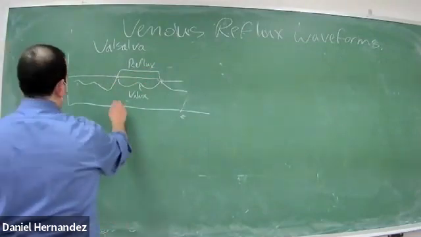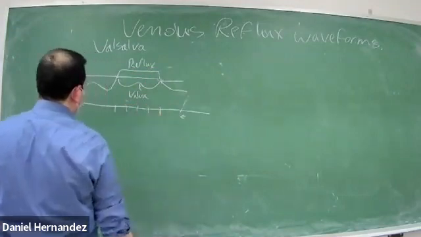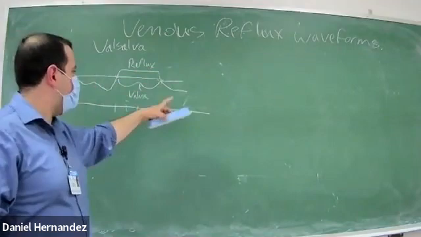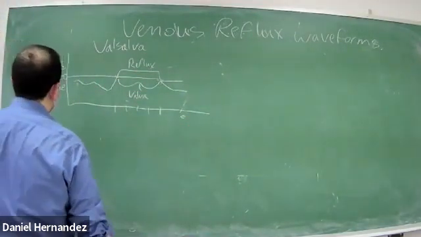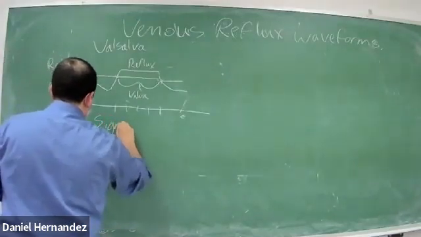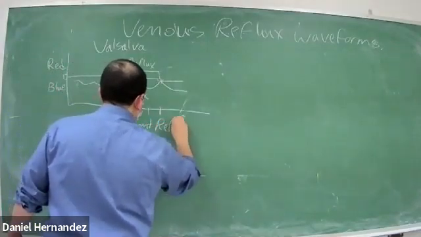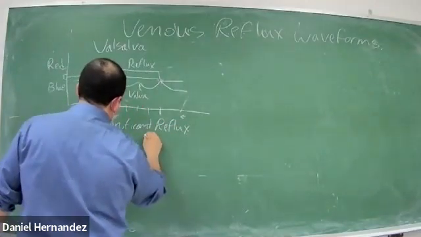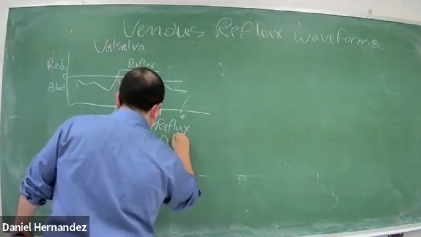We would measure the time period. So along the bottom of your spectral tracing, you'll have little ticks that indicate seconds. So we can measure the number of seconds for the reflux. And significant reflux is anything that's going to be greater than half a second, so 0.5 seconds.